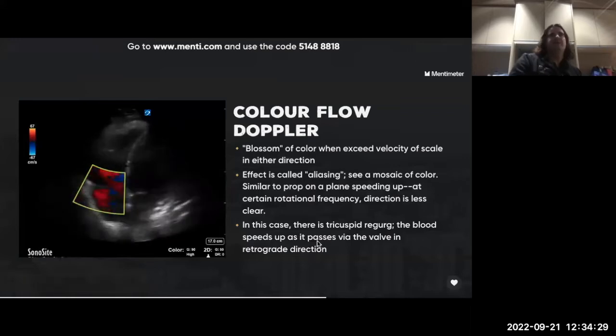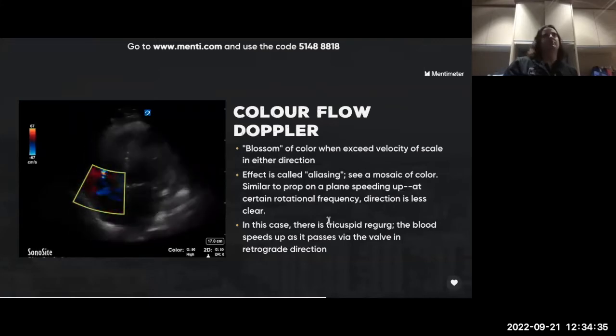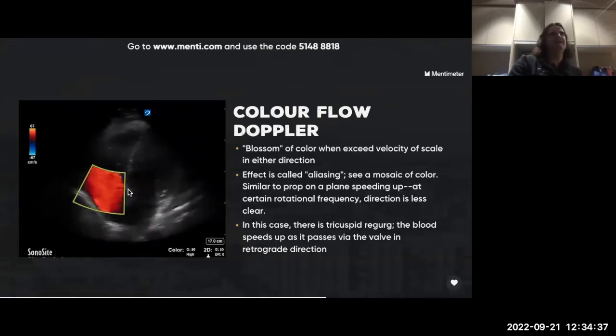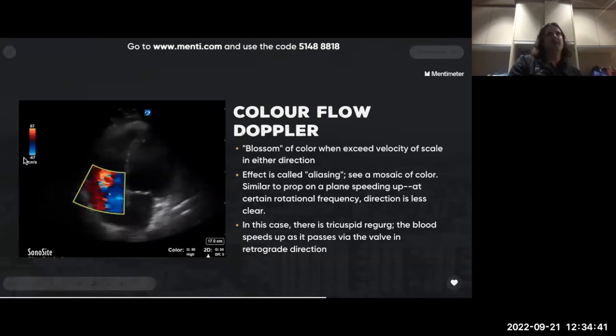Okay. So color Doppler is essentially an alias detector. That's all you're doing, is looking for when the blood flow exceeds that velocity. But of course, you need to be mindful of what that velocity is.